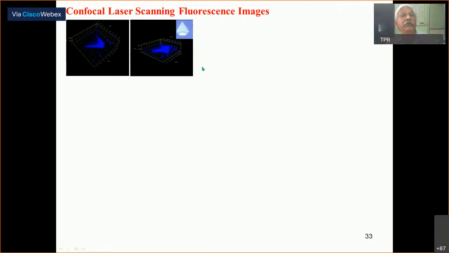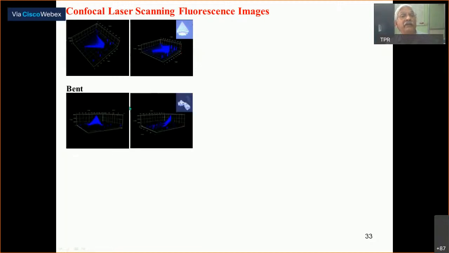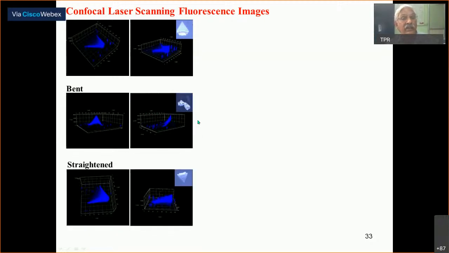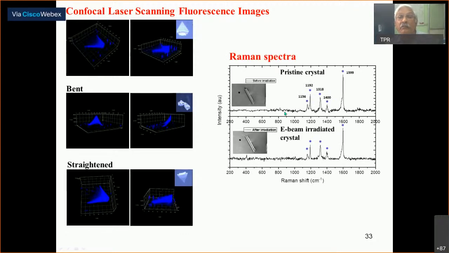And this is before bending. And after bending, he took the picture again. And you can still see that all the fluorescence is maintained. And after straightening again, there is no damage as far as the fluorescence goes. And at the molecular level also, we have reasons to believe that nothing bad is happening to the crystal.